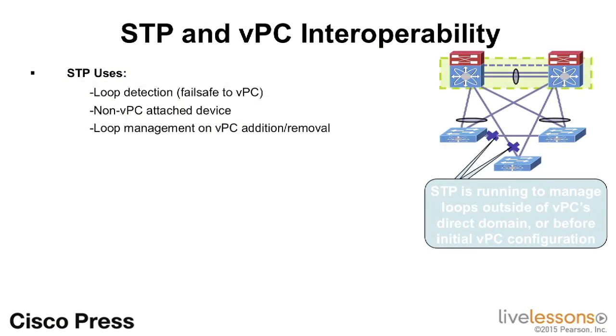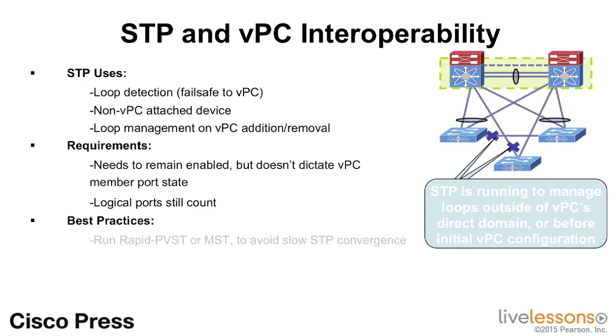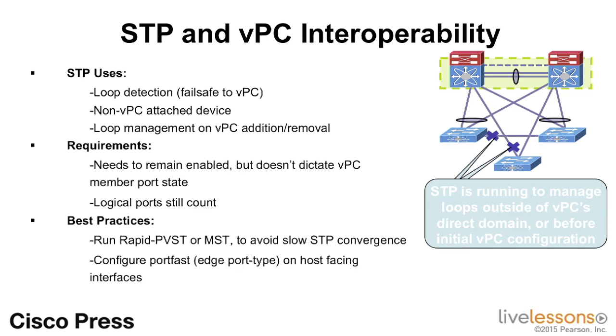So now I just want to cover some STP and VPC interoperability and best practices. So we talked a lot about how VPC handles loop avoidance and works differently than classic spanning tree would have. But it's important when we look at spanning tree to continue to leave spanning tree enabled, right? So spanning tree can serve as sort of a fail-safe to VPC. So we don't want to disable spanning tree even in a VPC environment where you're using VPC. You still want to use rapid PVST or MST.